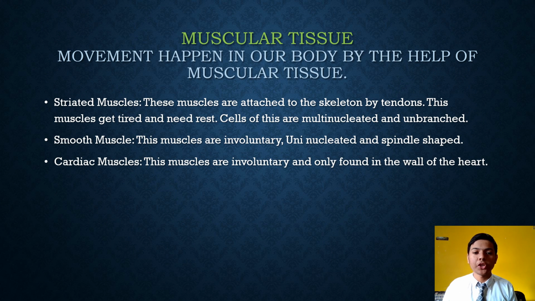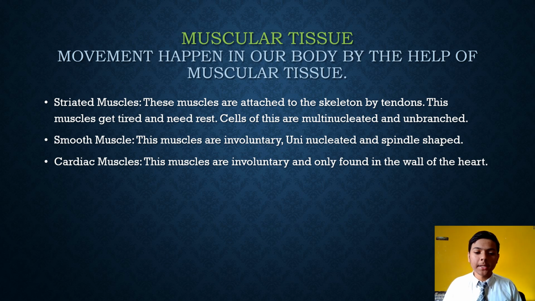Now, muscular tissue. Movement happens in our body with the help of muscular tissue. We are able to walk and do various types of work in our day-to-day life because of muscular tissue. Muscular tissue is again classified into three types: striated muscles, smooth muscles and cardiac muscles.